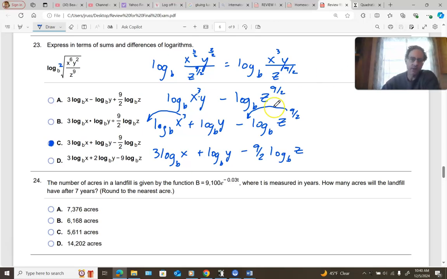Some of these definitely couldn't be this one, because when we split them up, we split them up with either addition or subtraction. And it definitely couldn't be this one. Okay, this one here would insinuate that the only thing in the numerator was the x term.